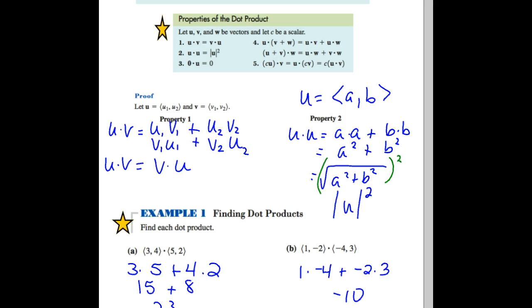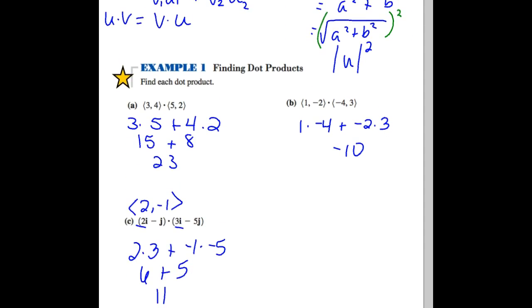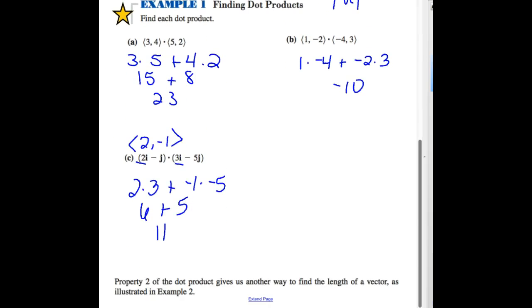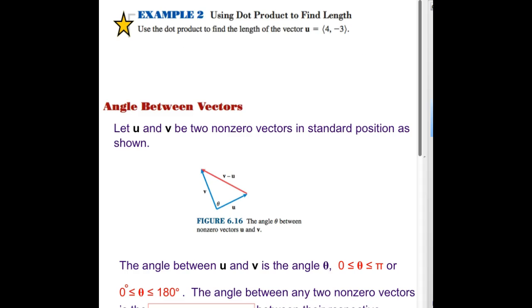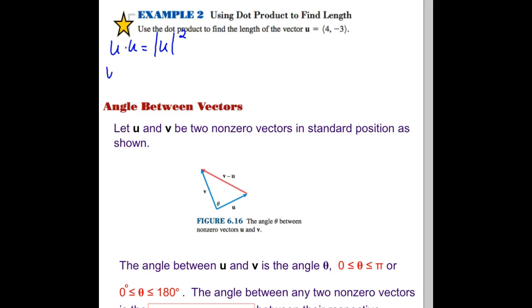So that property gives us another way of figuring out the length of a vector. If we already know the dot product, we can find the length pretty easily. So our second example says to go ahead and use that dot product to find the length of our vector u. We said u dot u equals the magnitude squared. So if we don't want the magnitude squared, we just want the magnitude, we'd have to square root the dot product. Yes? Okay, so let's figure out our dot product and square root it.